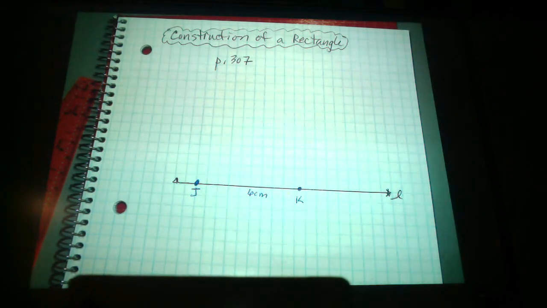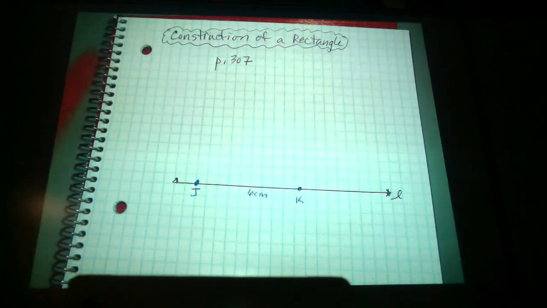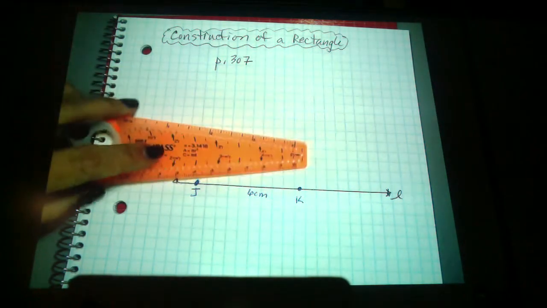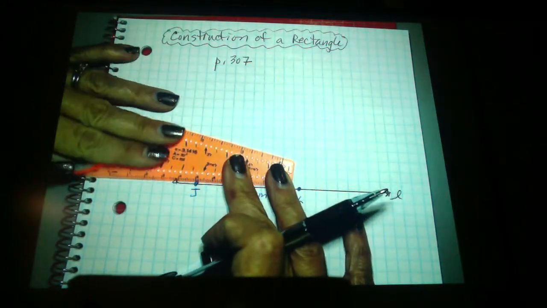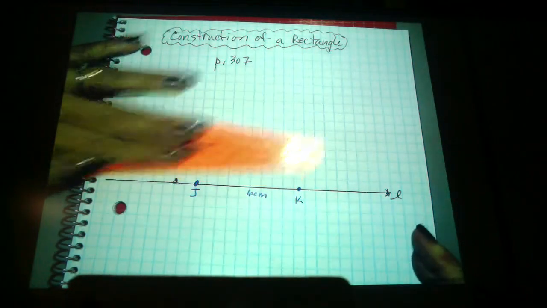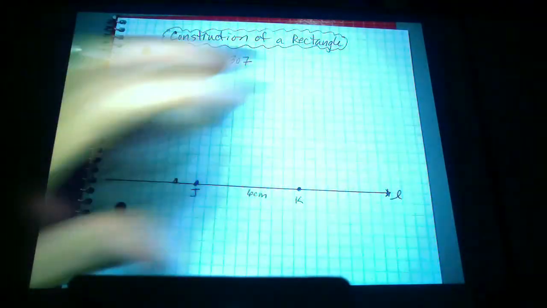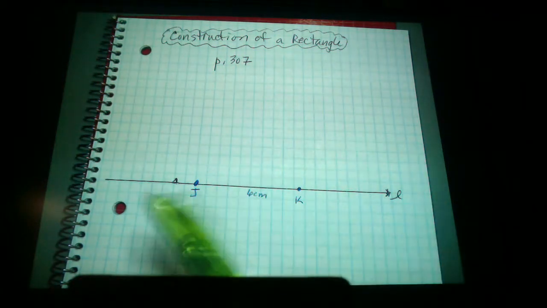Now construct lines perpendicular to line L through J and K and label them as M and N. So I'm going to use a different color. And you remember how to do a perpendicular line construction? I'm actually going to extend this line here because I'm going to need a little bit more room. And I should have enough room on that side. Anybody remember how to do the perpendicular line construction?